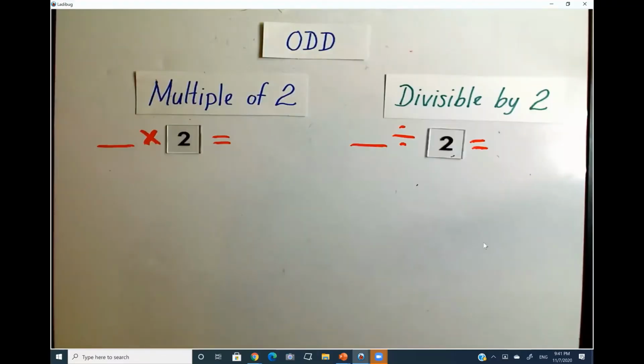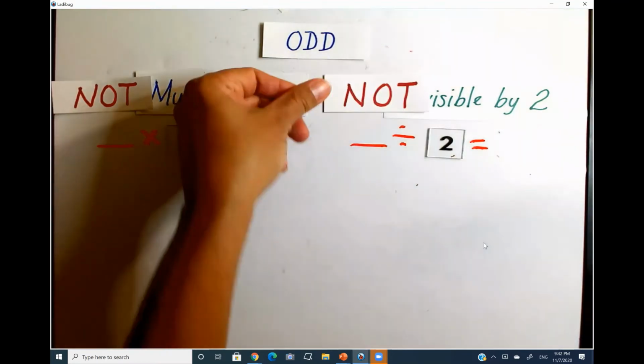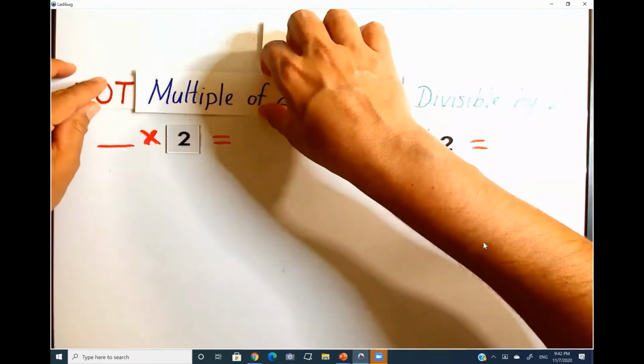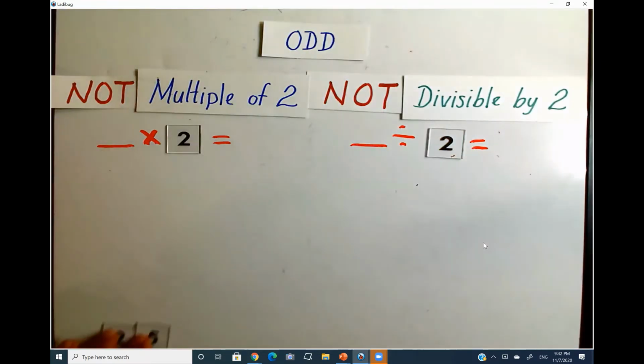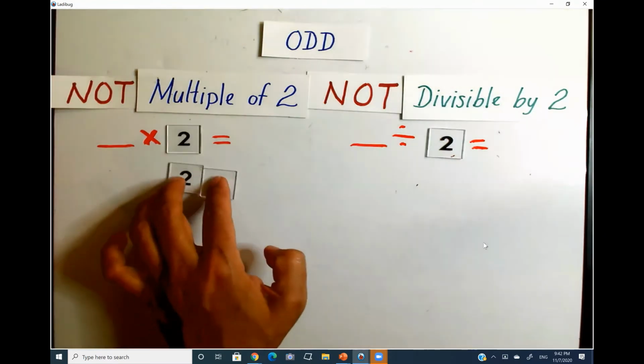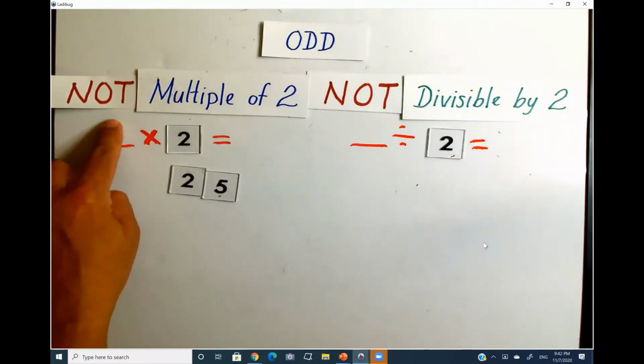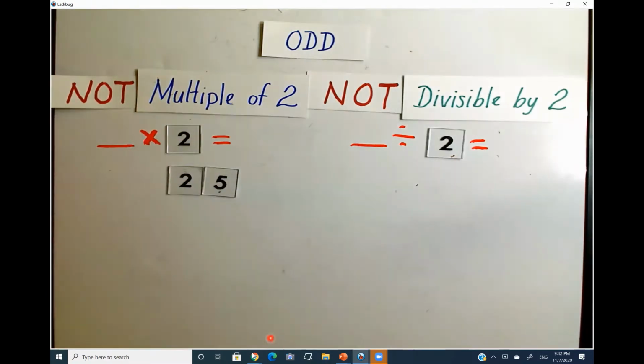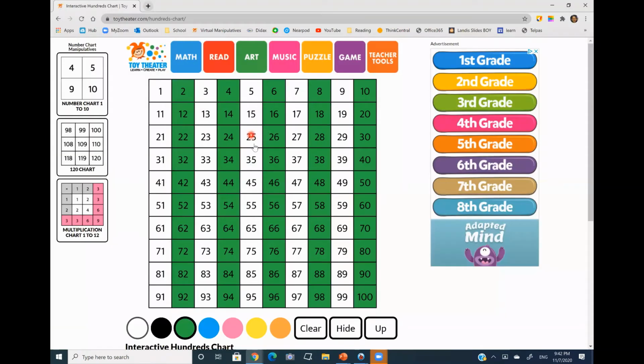So what is an odd number? An odd number is not a multiple of 2 and is not divisible by 2. So that means that if I have a number like, for example, 25, I cannot find a multiple of 2 that gives me 25. Let's look at the 100 chart that we have from before. You can notice that 25 is not a multiple of 2, so therefore it's not going to be an even number.